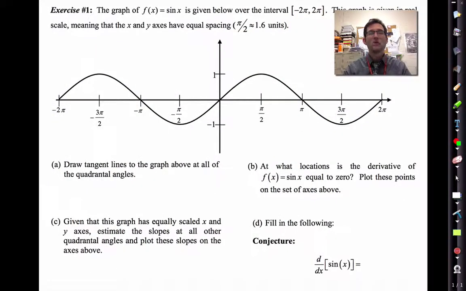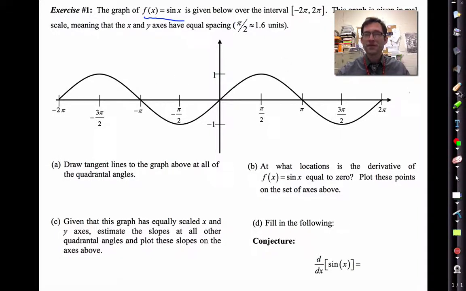All right, so our first exercise really kind of walks us through this. And what I've given you is the graph of f of x equals sine x on the interval negative 2 pi to 2 pi. And I want to note that I have scaled this graph properly. In other words, 1 unit of the y-axis corresponds to 1 unit of the x-axis.